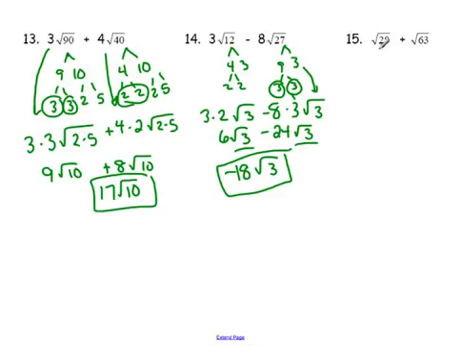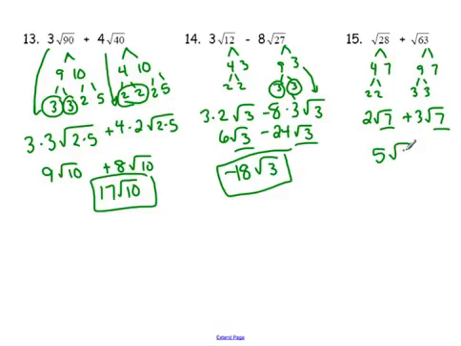If you break down 28, this will give you 4 and 7. 4 is just 2 and 2, so this will give me 2 times the square root of 7. 63 is 9 times 7. This will give me 3 and 3. So this will give me plus 3 times the square root of 7. Notice again my radicands are the same. So I'll just say 2 plus 3 is 5 times the square root of 7.